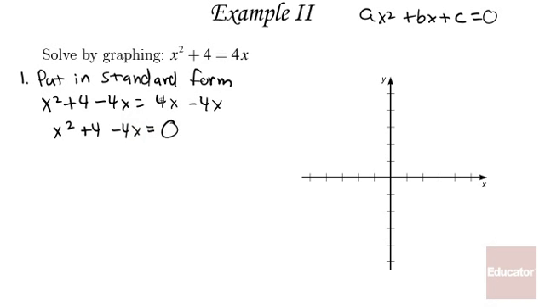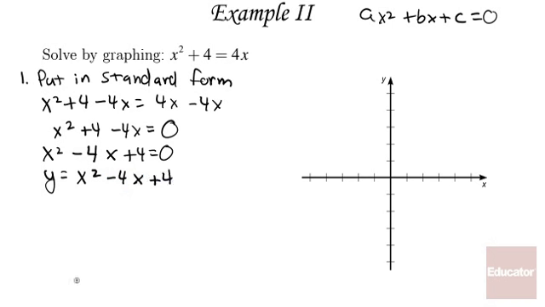Now I'm going to rearrange these so that it's in standard form. x squared minus 4x plus 4 equals 0. Okay. So this is my quadratic equation. The corresponding quadratic function is y equals x squared minus 4x plus 4. And I'm asked to solve by graphing.